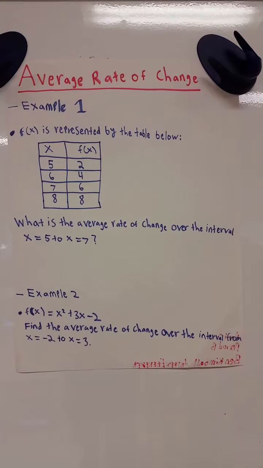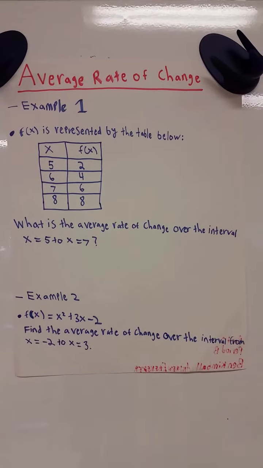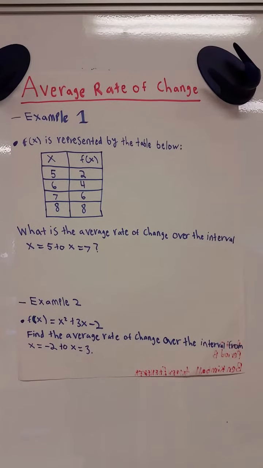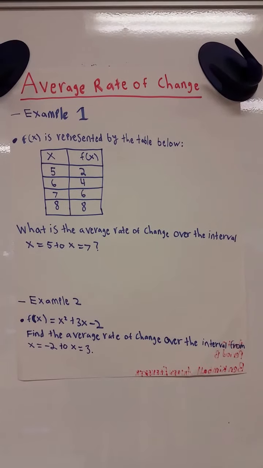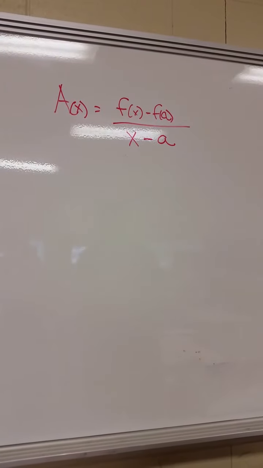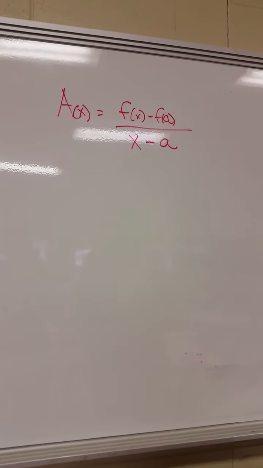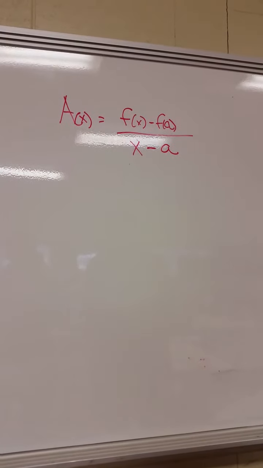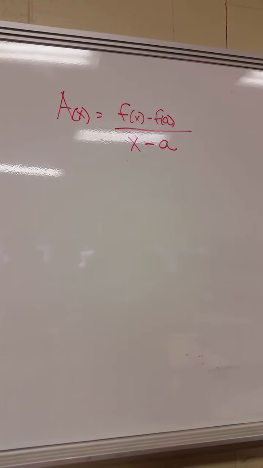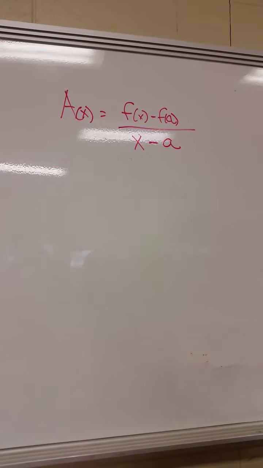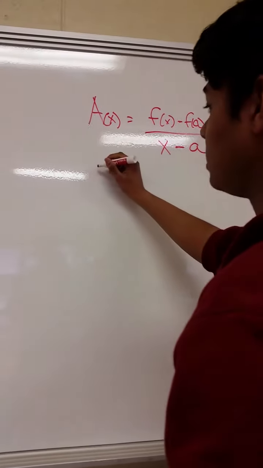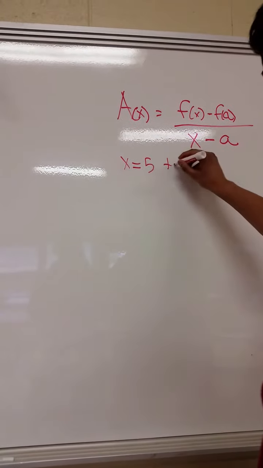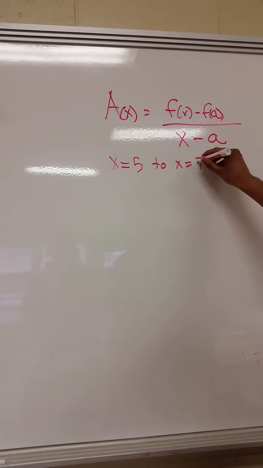Here's an example. f(x) is represented by the table below. What is the average rate of change over the interval x equals 5 to x equals 7? When we remember the formula to calculate the average rate of change, we use A(x) equals f(x) minus f(a) over x minus a. So, back to the example: the average rate of change over the interval x equals 5 to x equals 7.